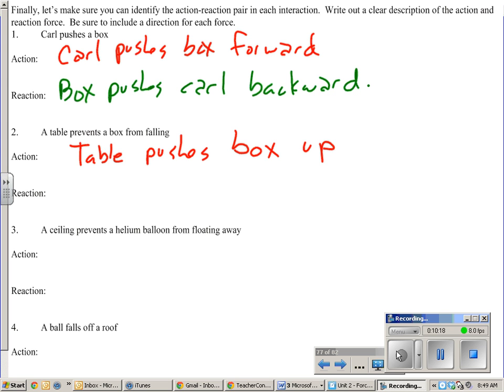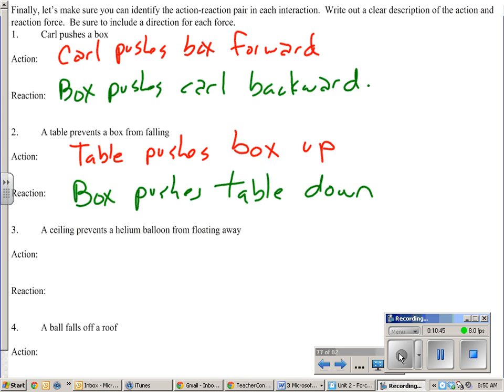So your reaction then would be that the box pushes the table down. Think about that. If you've got a box sitting on a table, two things are happening. The table's pushing the box up to prevent the box from falling. But because the box is sitting on the table, its weight is pushing the table downward, right? If you put a really, really big box on the table, there's going to be a lot of pressure from that box pushing the table downward, right? So that's what's going on there.